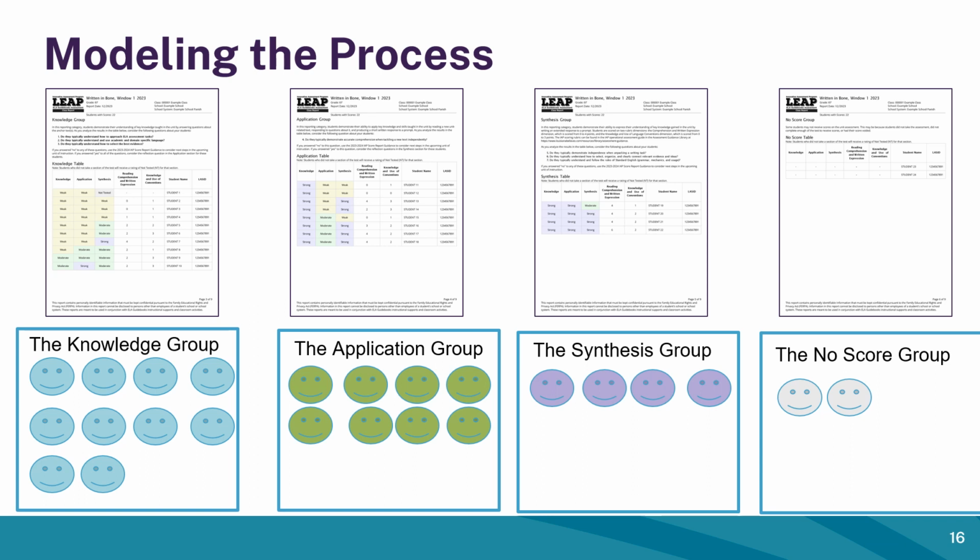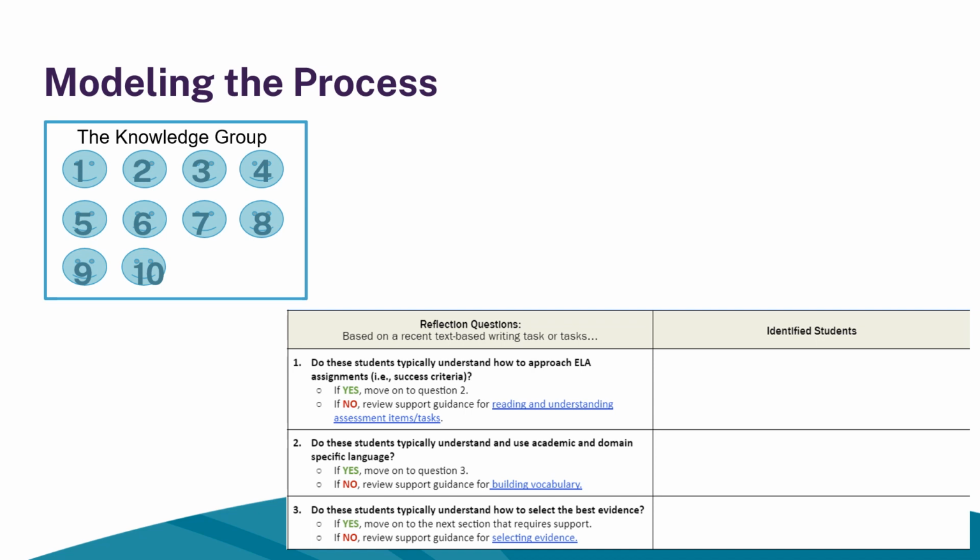their performance ratings. The first set of questions that we just reviewed applied, in this example, to the 10 students in the knowledge group who scored weak or moderate on the knowledge section. Let's see what happens as a teacher considers the first set of reflection questions for this group. After reviewing a recent classroom writing task for this group of 10 students, the teacher identifies just one student who is struggling significantly with understanding what the IAP questions are asking. So she notes that student's name down for question 1.